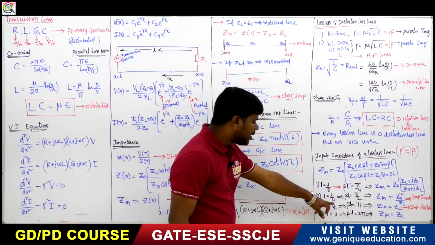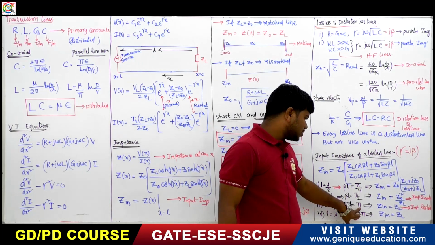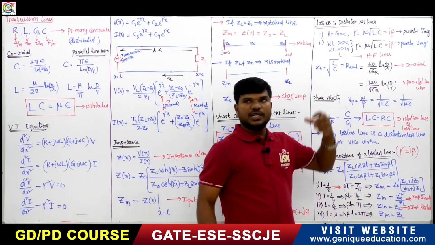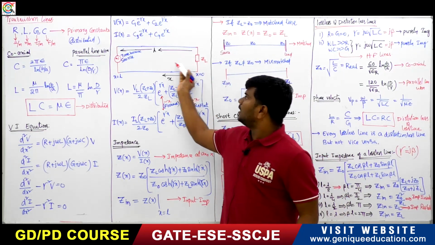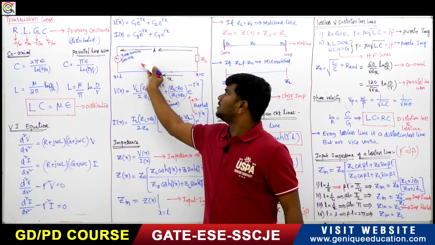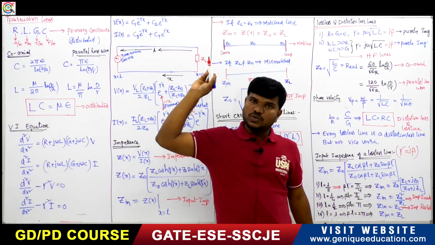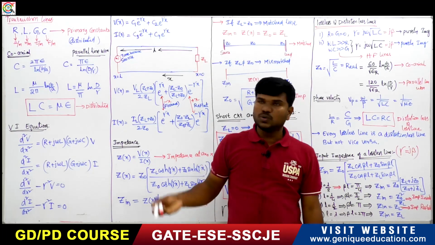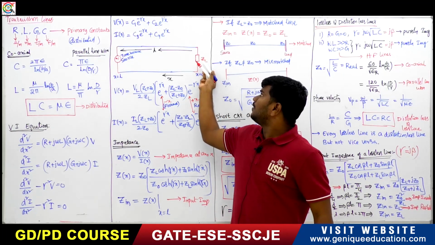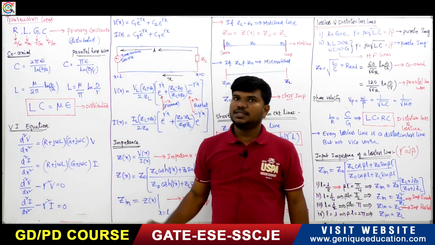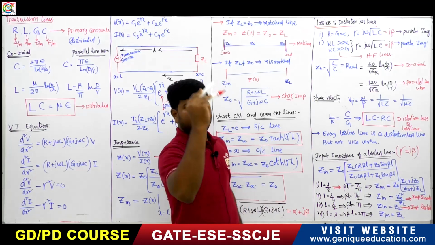Suppose you take a lambda by 2 line, then beta L will be equal to pi, and Zin is equal to ZL. So if the length of the line is lambda by 2, whatever you put as ZL here will appear here. This is called the impedance reflector.